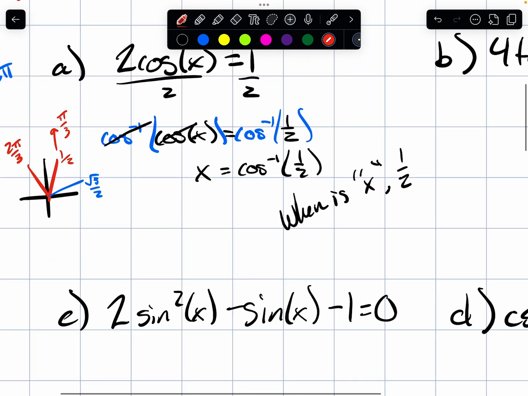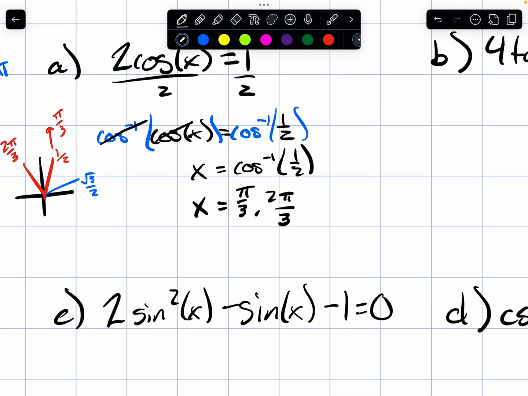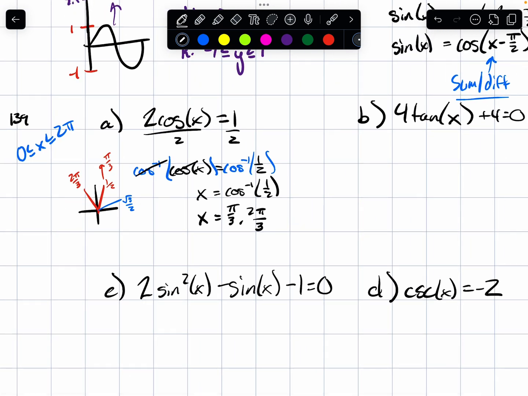So my answer has two different x values. I know that when my angle is pi over 3 or 2 pi over 3, we are going to have that solution being here and here. And you could plug that into a calculator just to check as well. So that's a slightly more simple case.